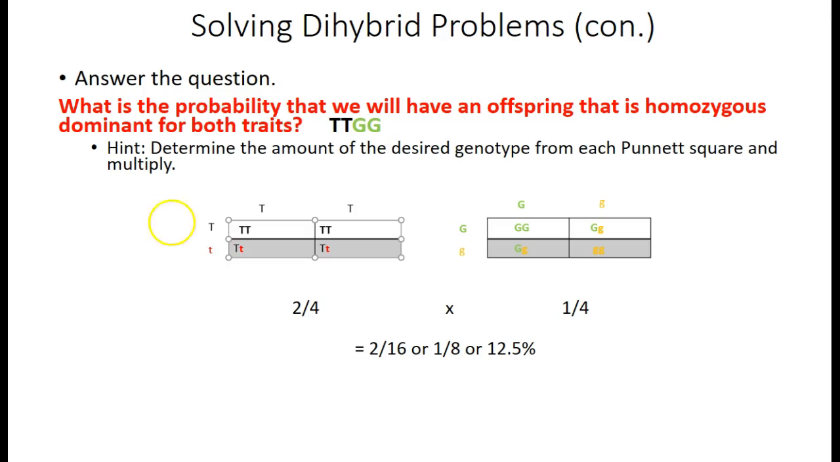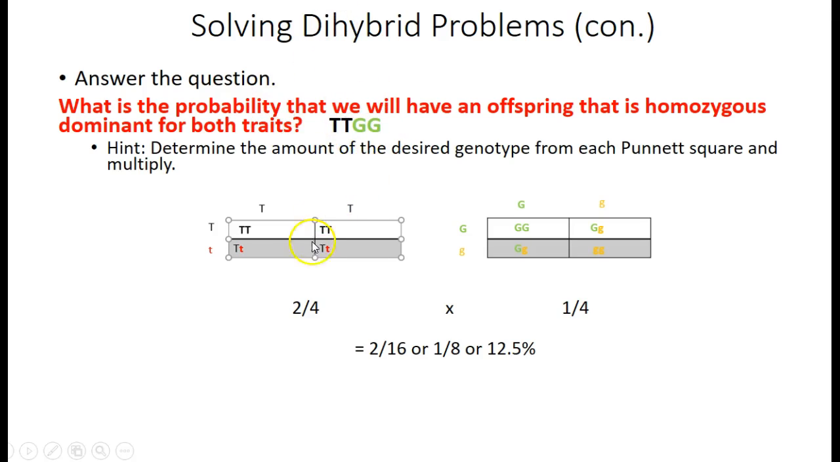Now once I do my crosses, I'm looking at a particular genotype. It says, what is the probability that we will have an offspring that is homozygous dominant for both traits? So I'm looking for big T, big T, big G, big G. My hint is that I have to determine the amount of each desired genotype for each Punnett square, and then I'm going to multiply. The reason I'm multiplying is because there are two independent events.